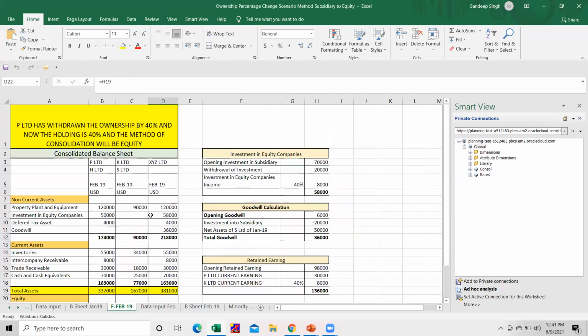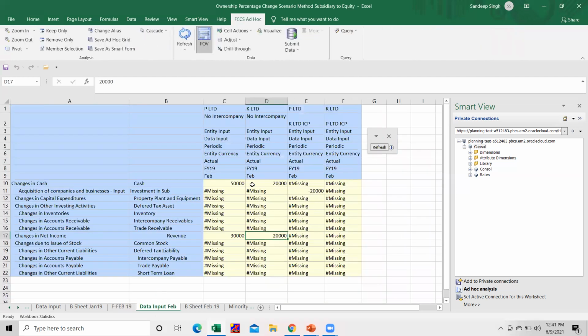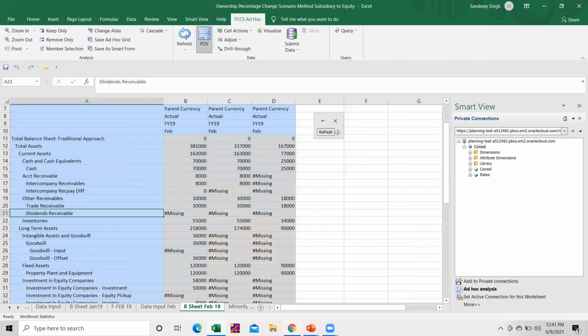This time there is no minority calculation, because we are considering the equity method of consolidation, as we now have ownership of 40% only. So I have inputted those transaction numbers into the application through Smart View. Now let's check the balance sheet numbers, what numbers we are getting in the application.